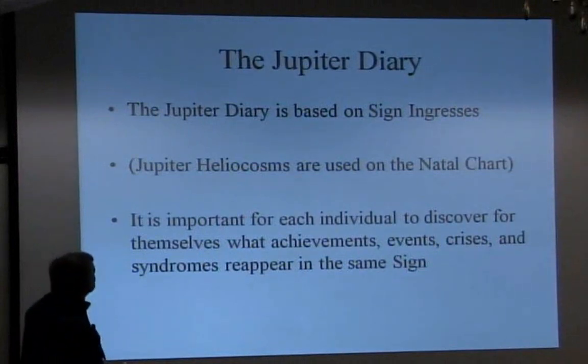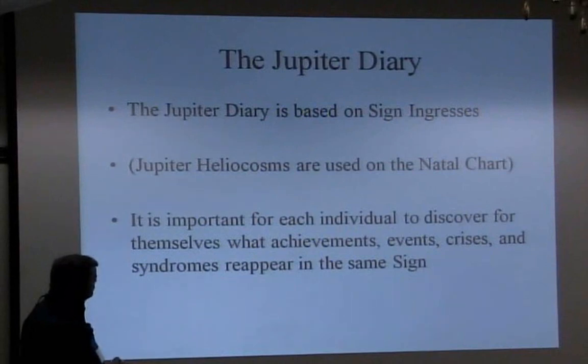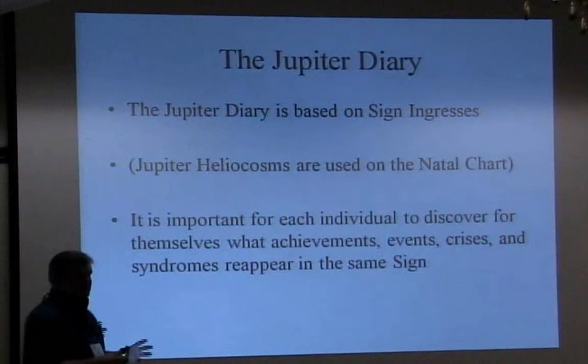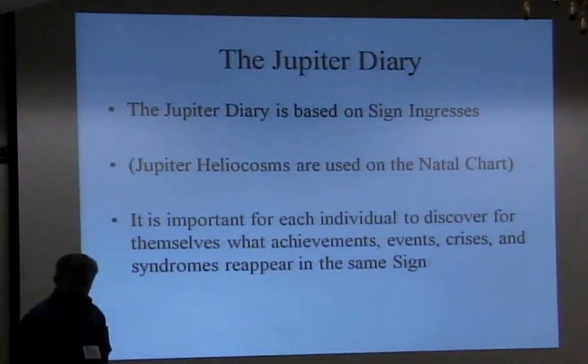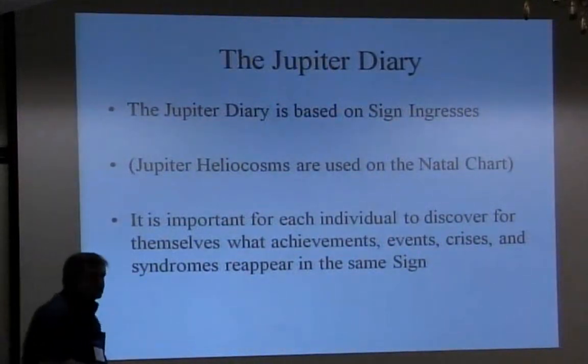So the Jupiter diary itself is based on ingresses rather than heliacal risings. The heliacal risings are used on the natal chart, as I pointed out in the earlier charts. I wish I had a page of all the heliacal risings just to be able to compare them. I have them in both books, I believe. So here, it's important for each individual to discover for themselves what achievements, events, crises, syndromes reappear in the same sign.